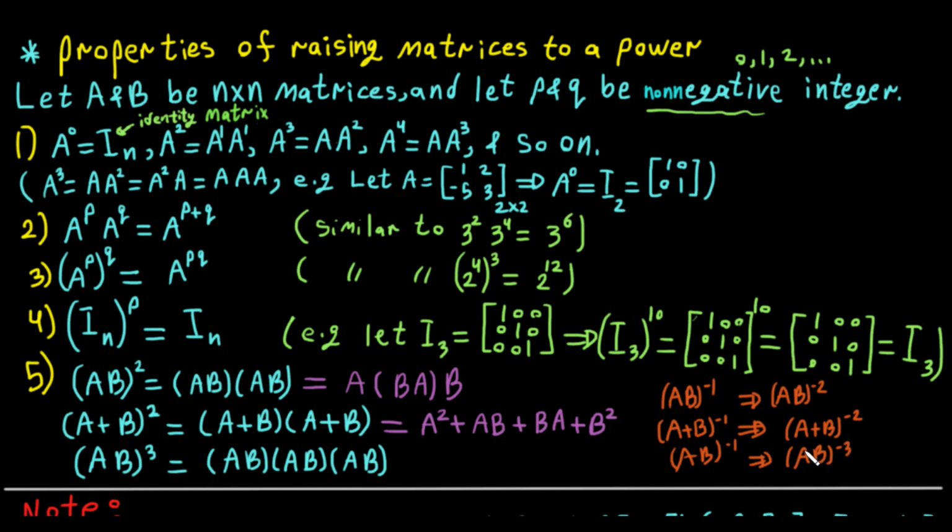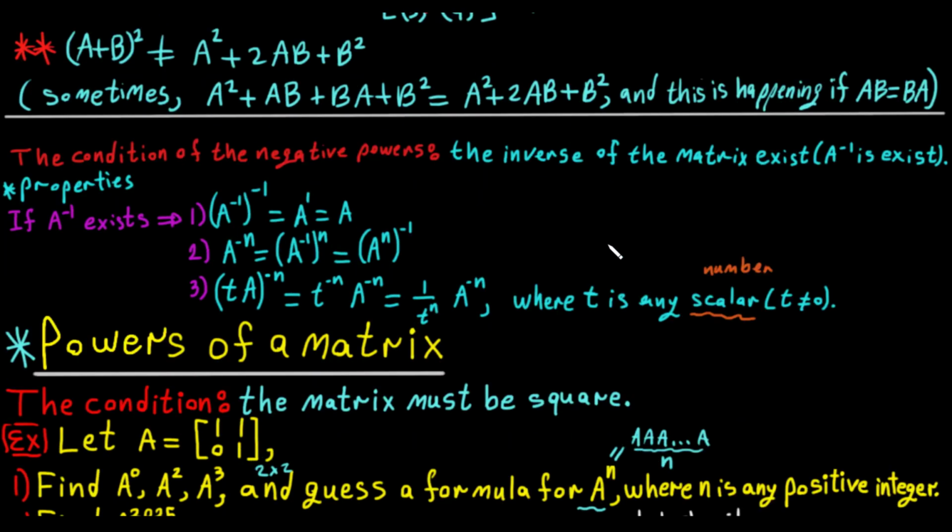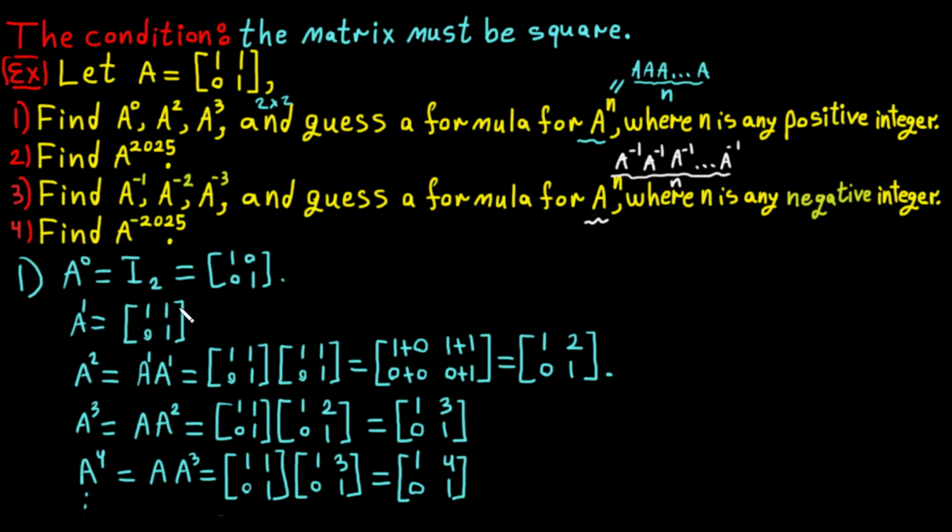So that's it here. We now know that to raise any matrix to a negative power, the inverse inside the bracket, or if it's only one matrix, has to exist. That's it here. So let's go down. Now let's solve number 3 and number 4.